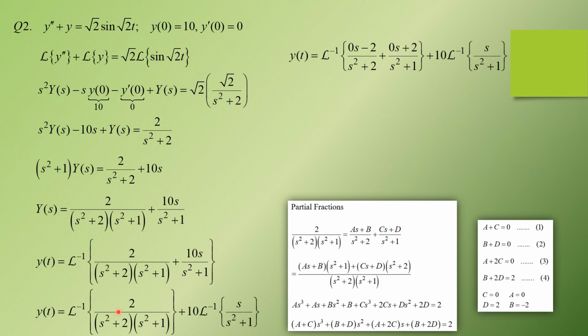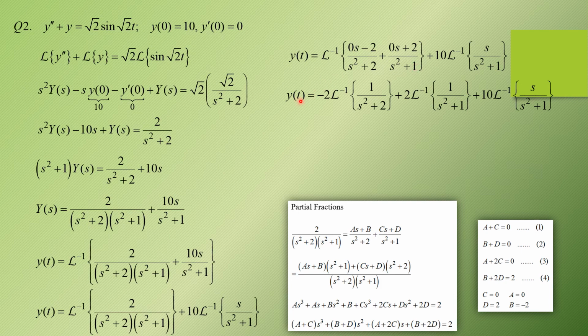Inverse of, okay, this is the function. Now we have already decomposed it into a sum of two partial fractions. So a is 0, so 0s, and b is negative 2, divided by s squared plus 2, plus, now c is also 0, so 0s, plus d is 2, divided by s squared plus 1. Now if you look at this part here, we can actually apply term-wise division. The first term divided by the denominator, minus the second term divided by the denominator, plus this term here divided by the same denominator.